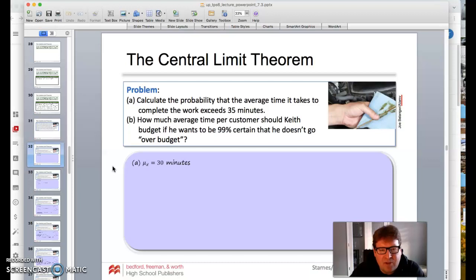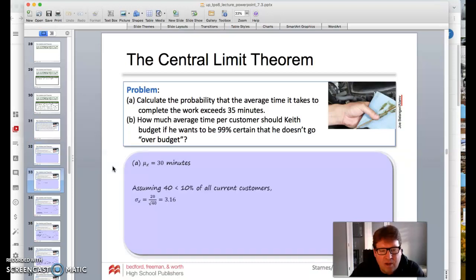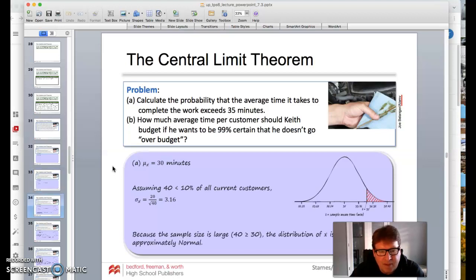All right, so the average is going to be 30. That's from our population. Now there's 40, which is less than 10% of all current customers, we're assuming. The standard deviation is going to be 20 divided by the square root of 40, so 3.16. Because the sample size is large, it's bigger than 30, the distribution we can say is approximately normal.